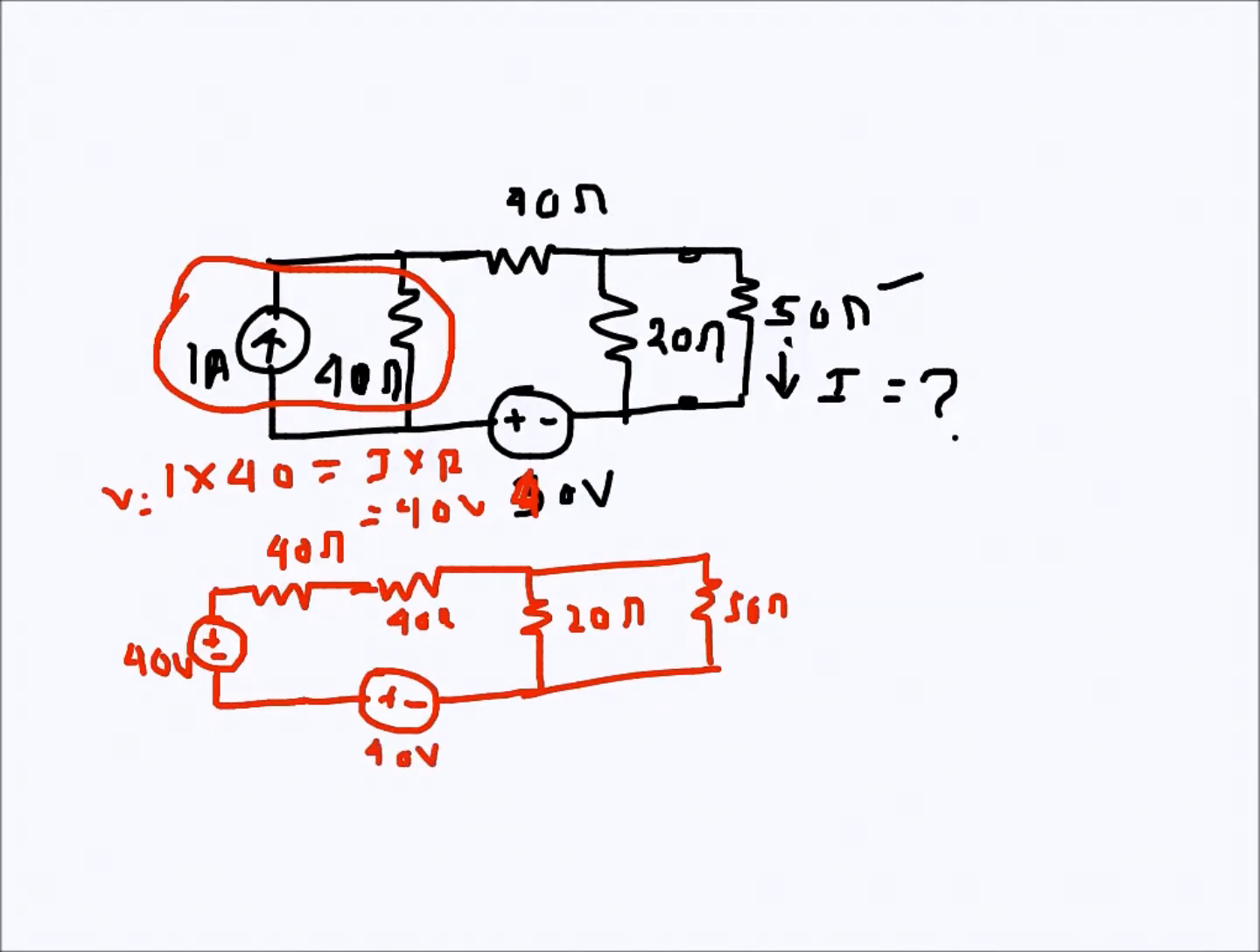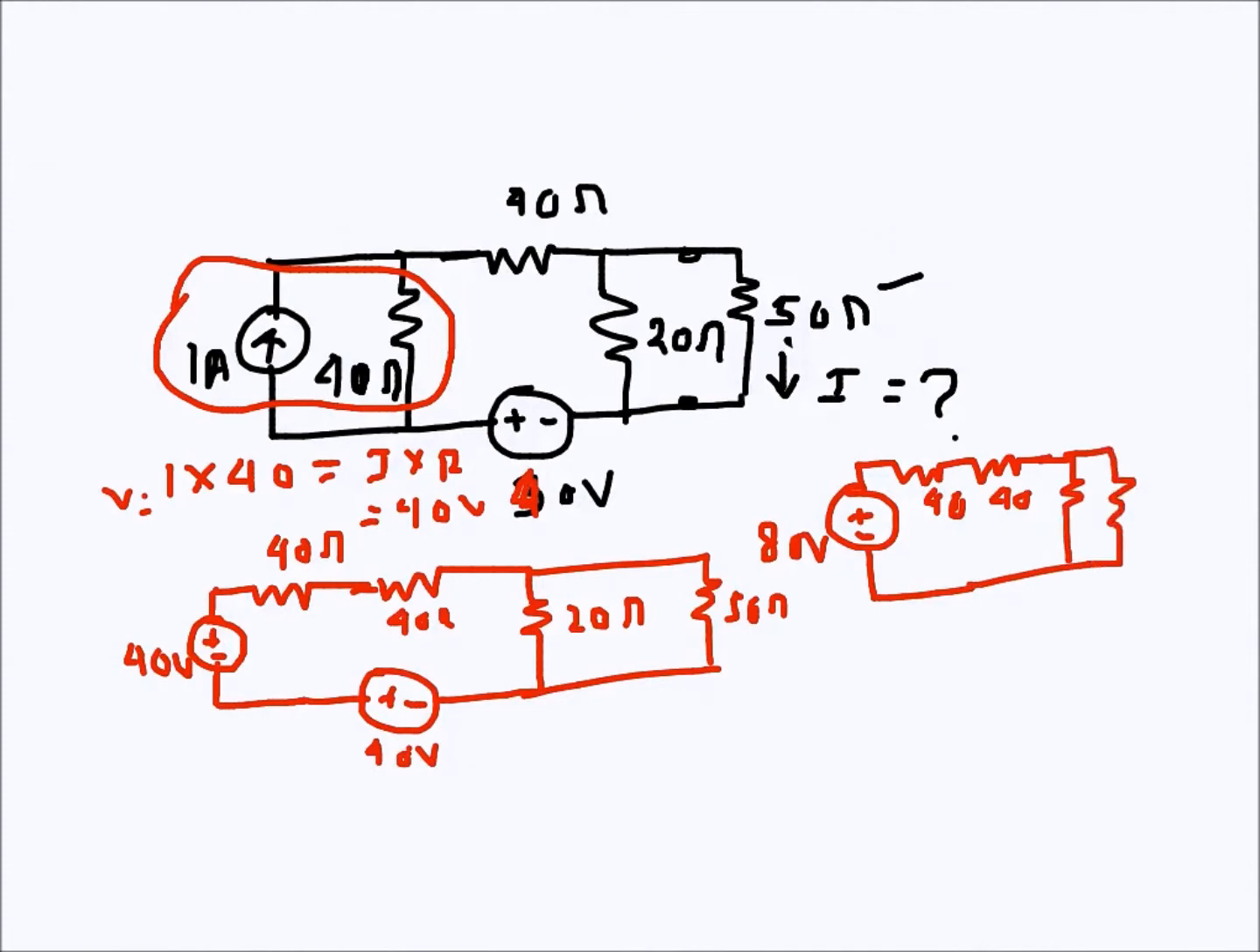Now these two voltage sources can be added, so the circuit becomes something like that. So this is 80 volts now, 40 ohms, 40 ohms, and this is 20 here, and that is 50 here. It stays like that. So 40 plus 40 is 80. I will just erase it and add the resistances. So it becomes 80 ohms, and this is 20 ohms, and that is 50 ohms.